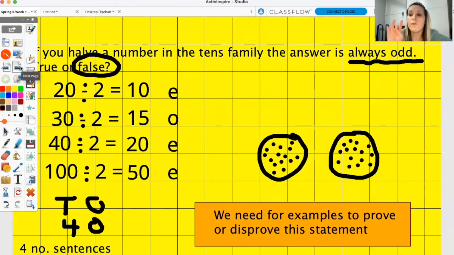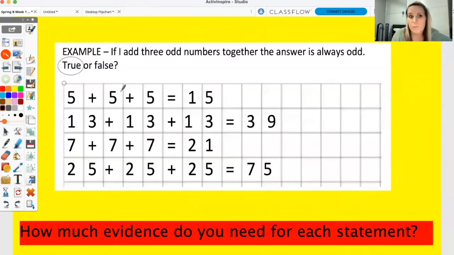Okay, so you need to do 4 number sentences to prove it, use a method to help you solve the problems, and then circle whether it is true or false. So here's an example for you, and this is on your sheet. If I add 3 odd numbers together, the answer is always odd, true or false. And Miss Warren thought that this statement was true.